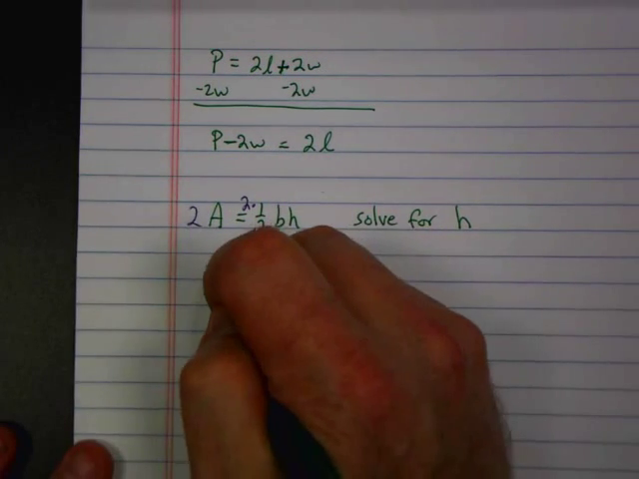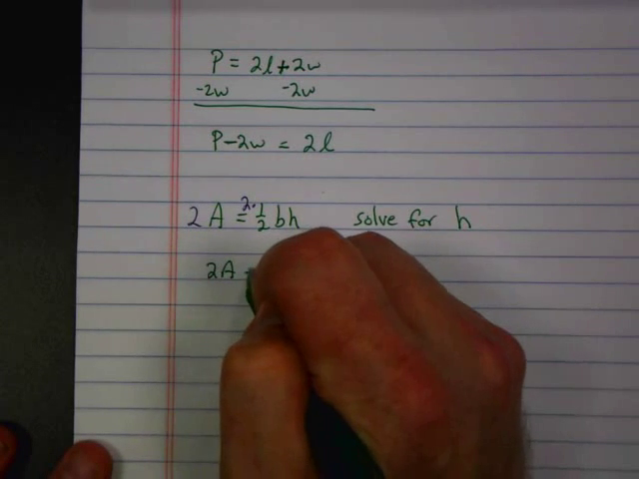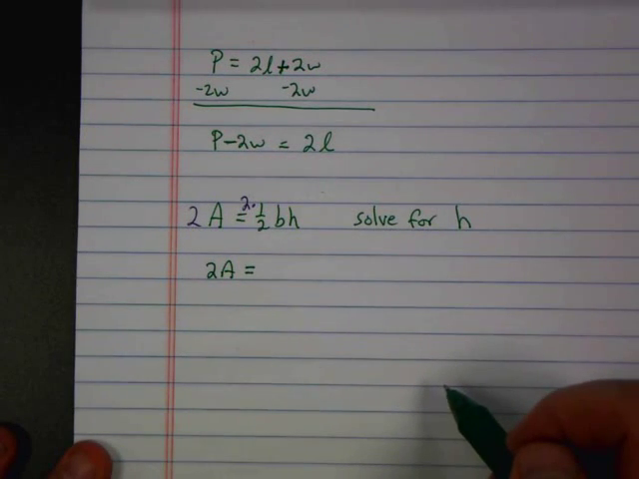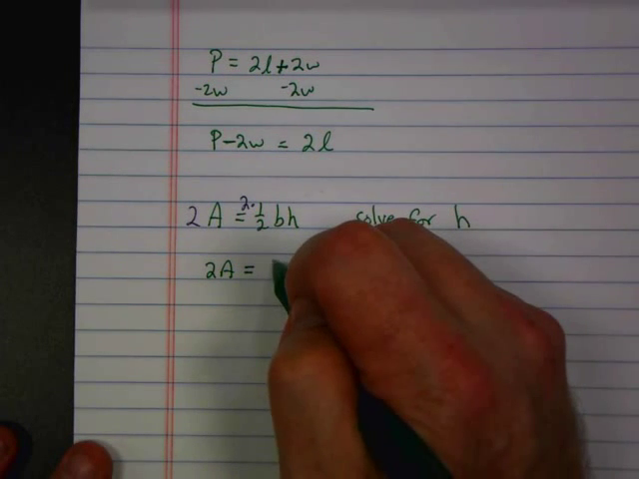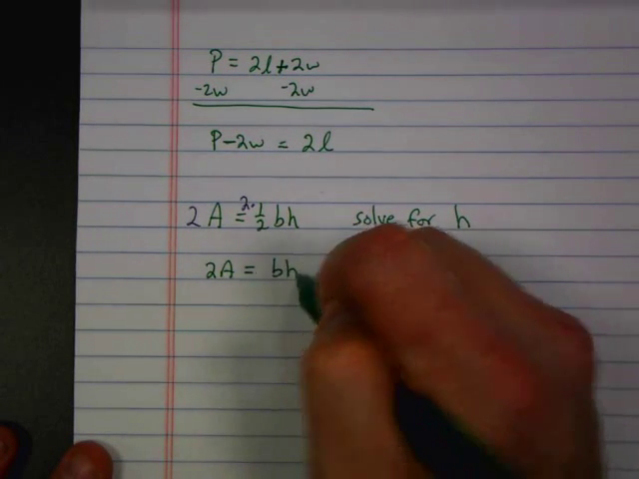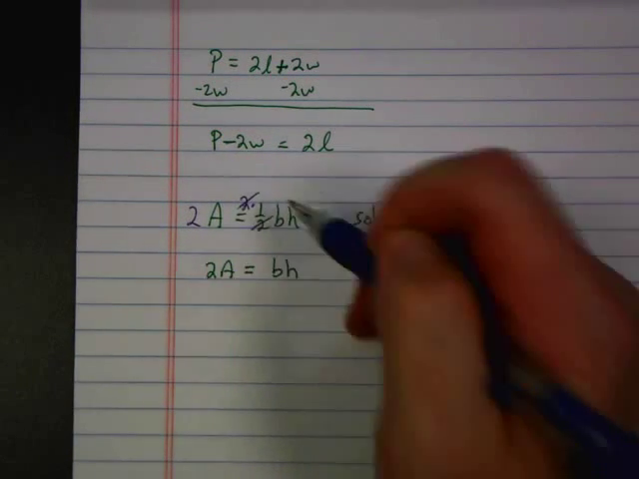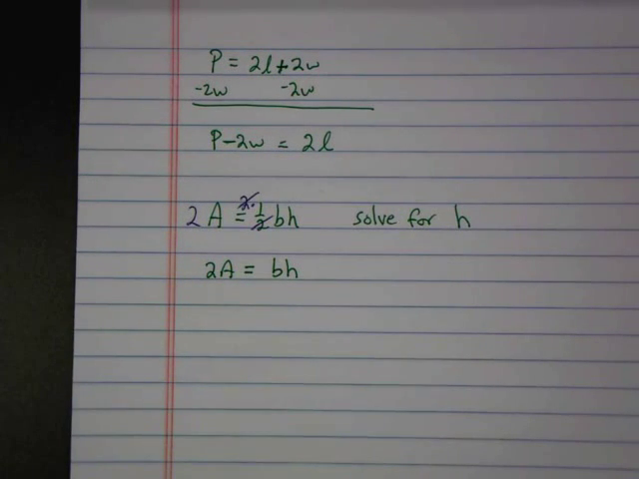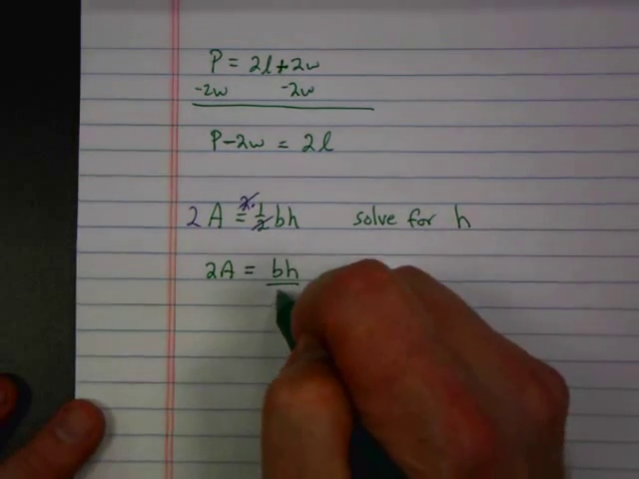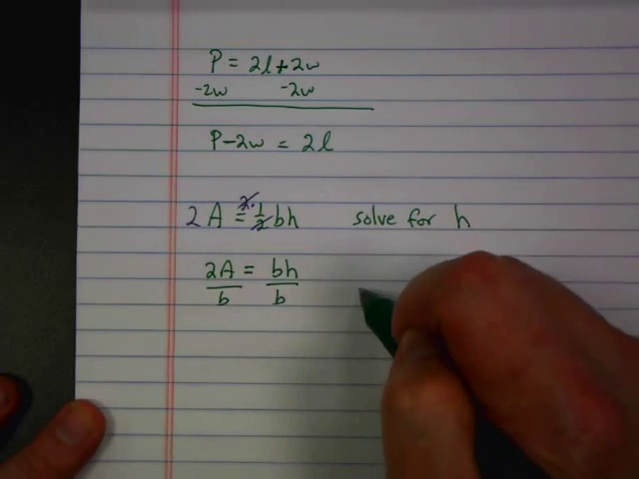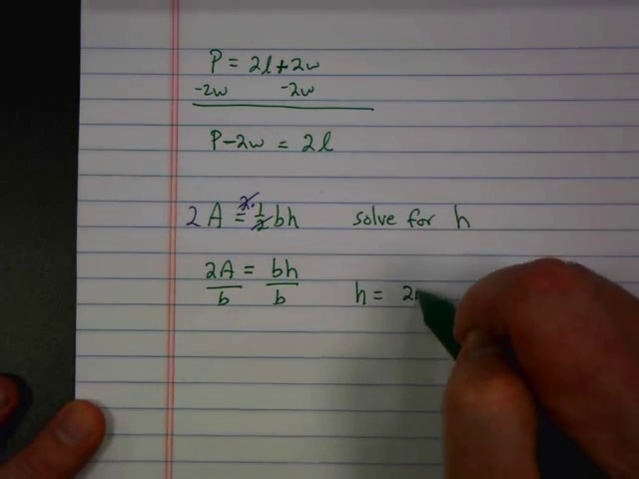2A is, what do we have on the right-hand side? 1 times B, just 1BH. The 2's reduce out. That was the whole idea behind multiplying by the 2, to get rid of that fraction. Now what? Divide by B. And then we'll have the H all by itself. H is 2A over B.